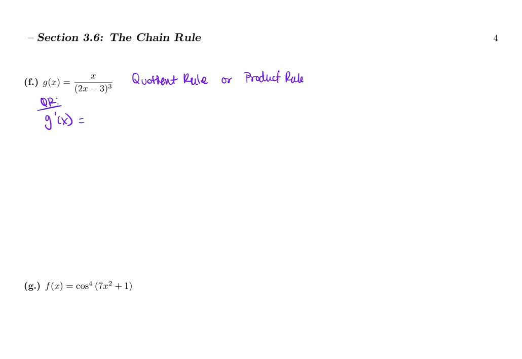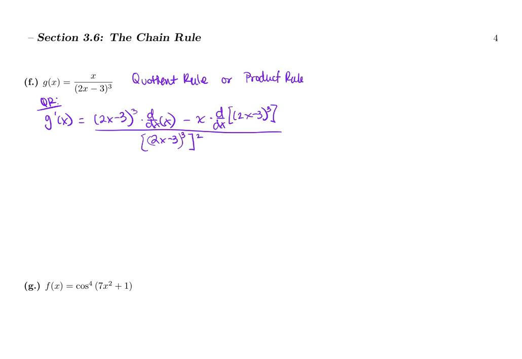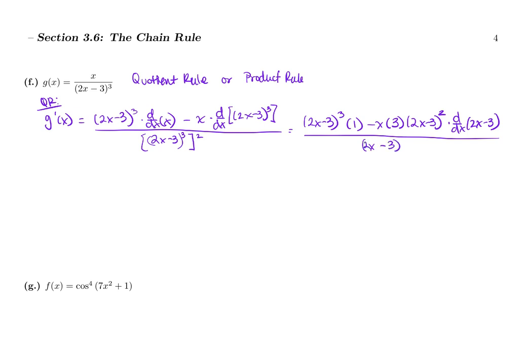So g prime of x here would be low, 2x minus 3 cubed, d high, so derivative of x, minus high, which is x times the derivative of the low, which is our 2x minus 3 cubed. All over low, 2x minus 3 cubed, squared. So we end up with 2x minus 3 cubed times 1 minus x times, bring down the 3, 2x minus 3 now to the 2 times the derivative of 2x minus 3. All over 2x minus 3 was cubed, and it got squared on top of that, so we would do 3 times 2 here. We have a power to a power, so we multiply. So it's now 2x minus 3, quantity to the 6th.